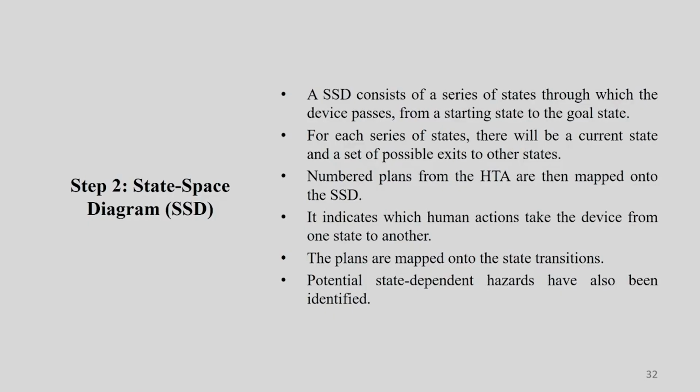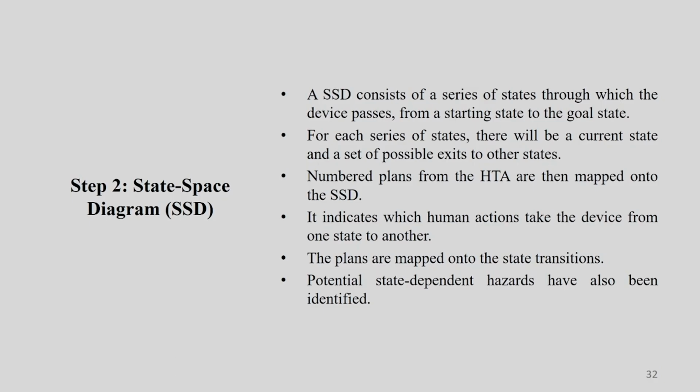So, which human action is actually deciding that this is the exit point. So, it indicates which human action takes the device from one state to another state. So, that is the state space diagram. You have to design, you have to understand it, you have to predict it or analyze it. Okay. So, the plans are mapped onto the state transition.